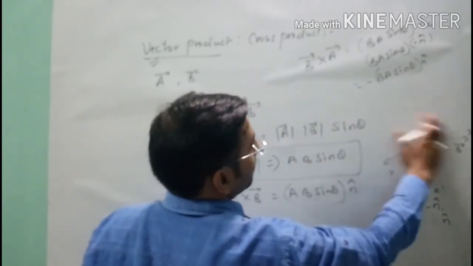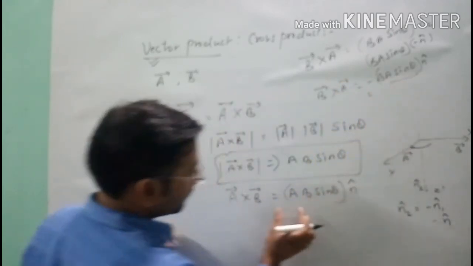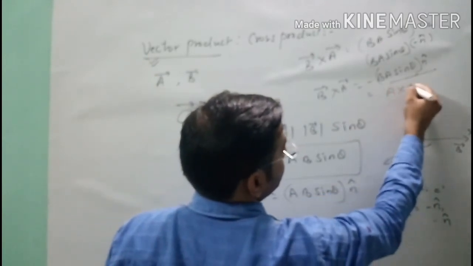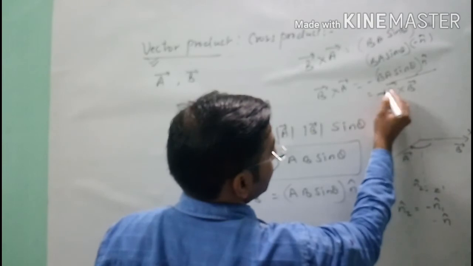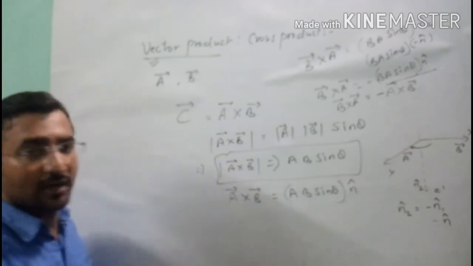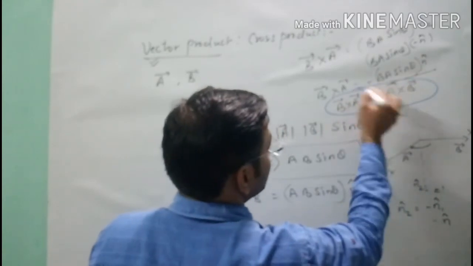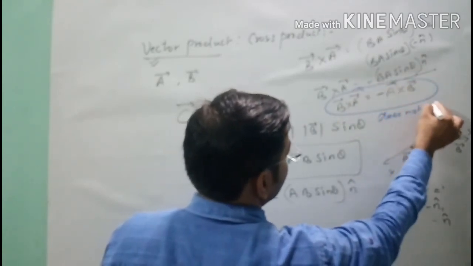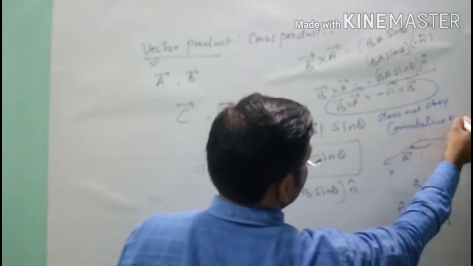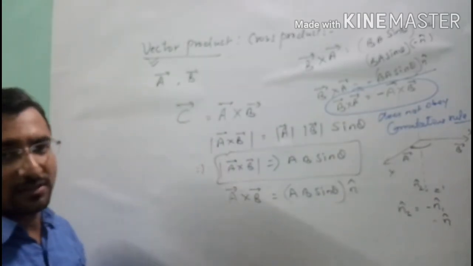So dear student, after that what you will write? See here, B cross A, this is the value of A cross B. This whole value is the value of A cross B, but here one minor change, the negative sign is along with this. So by this we can say that B cross A is equal to negative of A cross B. It means that the cross product of two vectors does not obey the commutative rule. Point is clear? This one is the result of this explanation.